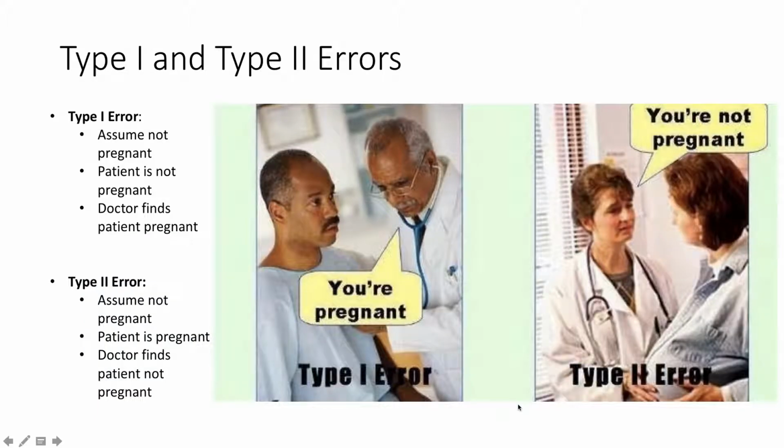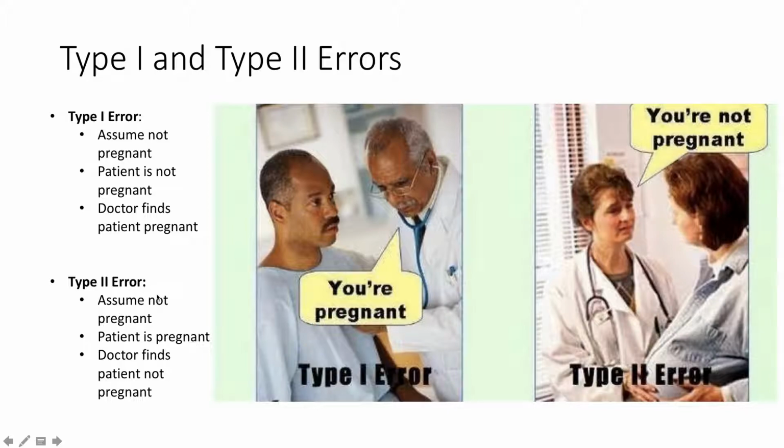So to solidify this, we've got this little joke here. So for type 1 and type 2 errors, we start off with the assumption in this picture that the patient is not pregnant. That's kind of our statement of no effect. Let's say that the patient actually is pregnant and the doctor just hasn't known this yet, but the doctor finds them to be pregnant. That's a type 1 error. That's what this first picture is depicting. We're assuming they're not. This patient is most definitely not pregnant, but the doctor says, yep, you're pregnant.